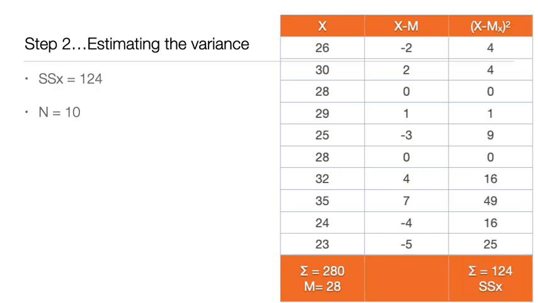We're going to square all of those values because if we just added them together, we would get 0, right? So this is why this is called the sum of squares. We are going to sum up those squared deviation scores. And so when we add all of those squared values together, we get a sum of 124.